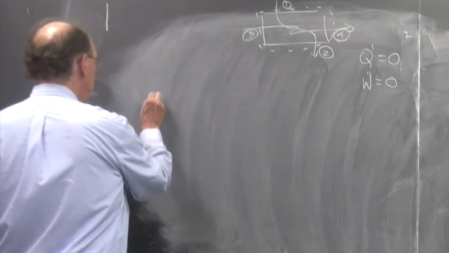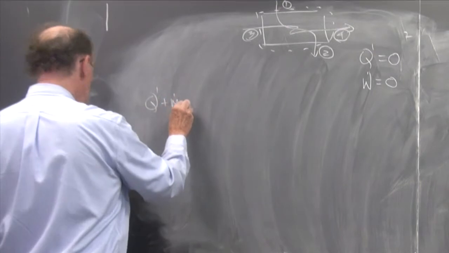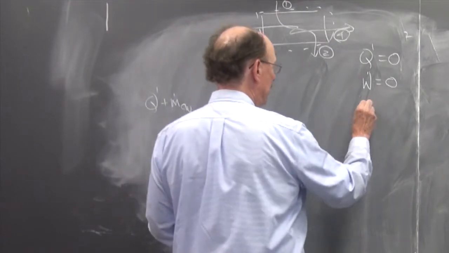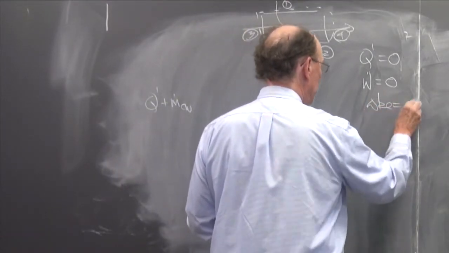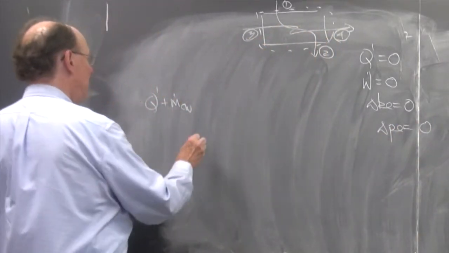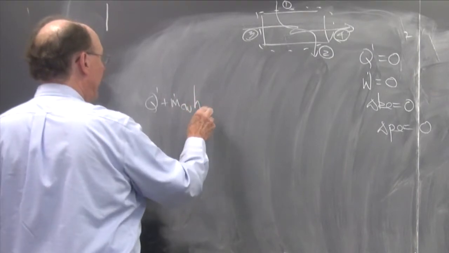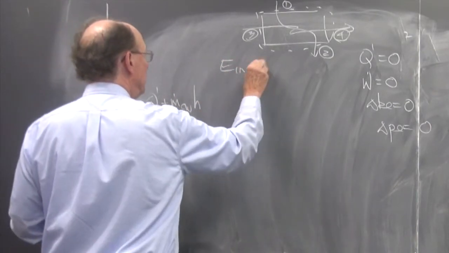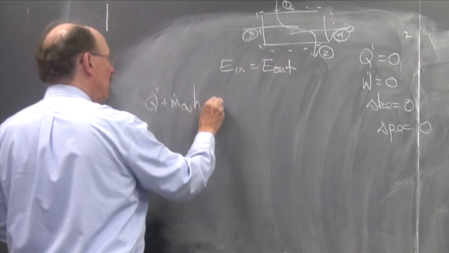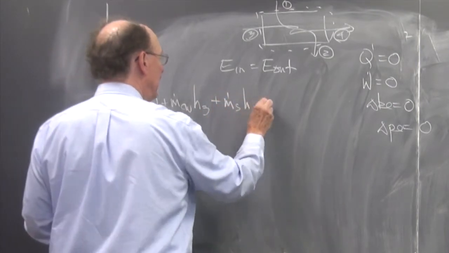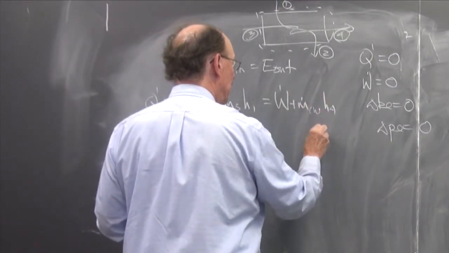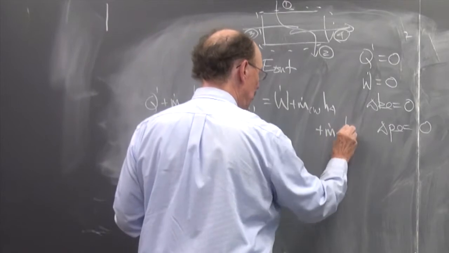So I would have Q dot plus m dot of the cooling water. I'm going to make life easier for myself and you: let's say that delta KE equals 0 and delta PE equals 0, so I don't have to write as much and you don't have to write as much. So I have m dot of the cooling water times h3, plus m dot of the steam times h1, is equal to W dot plus m dot of the cooling water times h4 plus m dot of the steam times h2. This is E in equals E out.